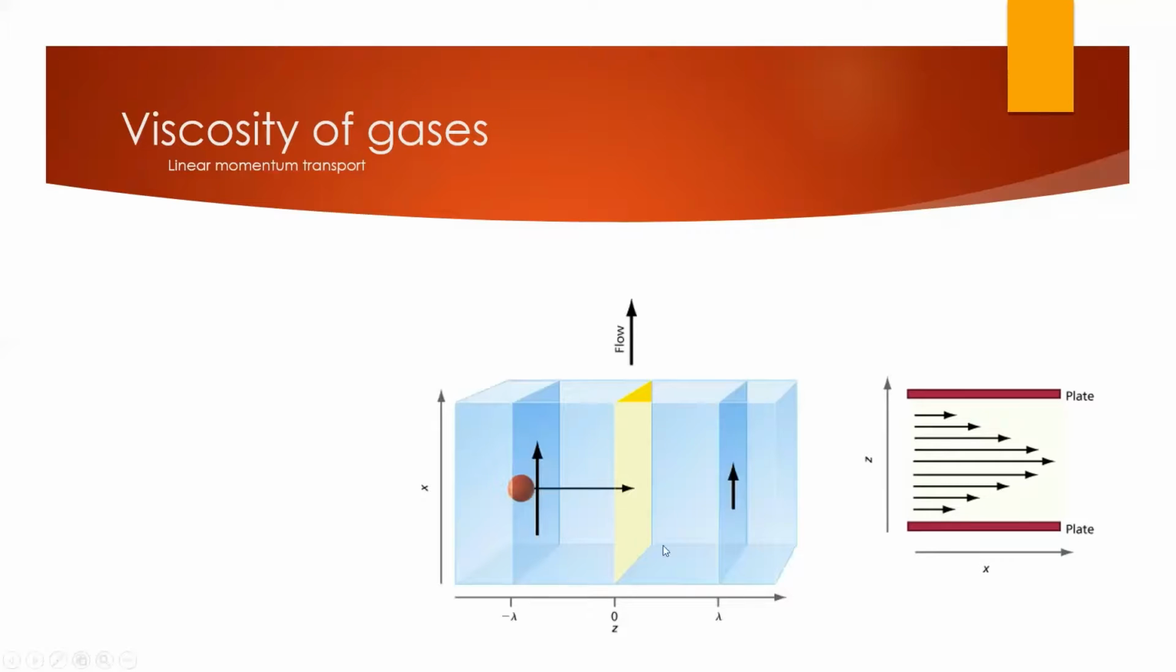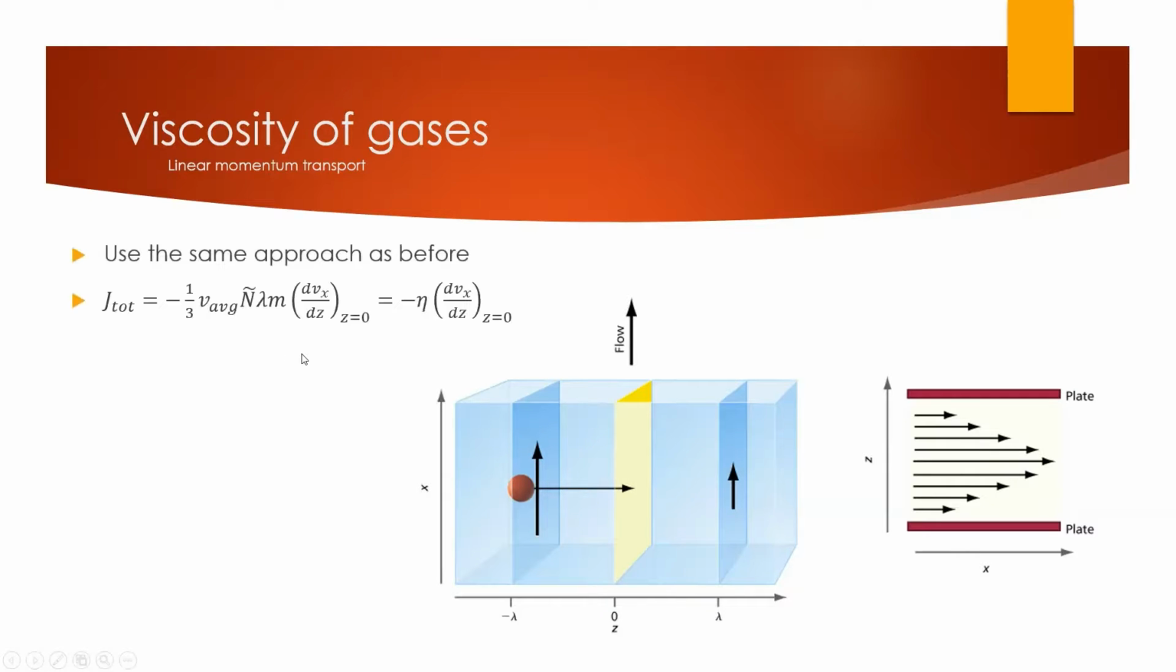We can talk about the linear momentum one mean free path away from the flux plane, and talk about particles moving. In this case, note that we're talking about particles moving in a different direction than the flow. We're talking about them kind of swirling along as they flow here. We can go through and use the same approach as before, and we end up with a very similar expression to what we saw before. The total flux is equal to a whole bunch of constants, so negative 1/3 times the average velocity times the number density times the mean free path times the mass of the particles, and then times the change in velocity in the x direction with respect to z in this case, because we have a different dimension here.